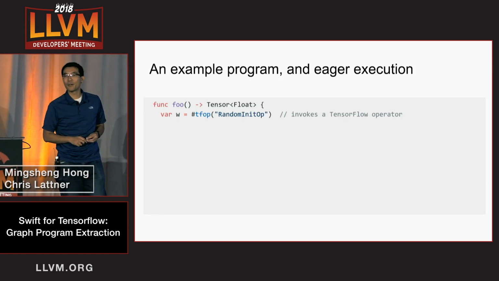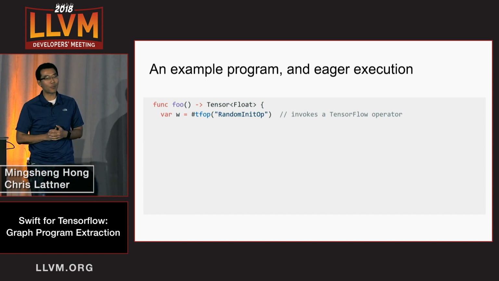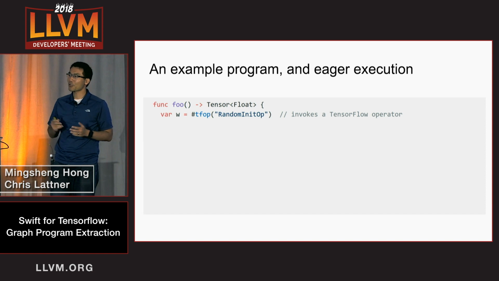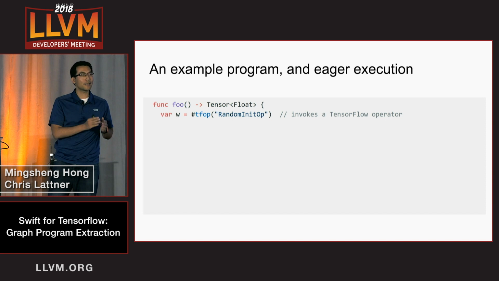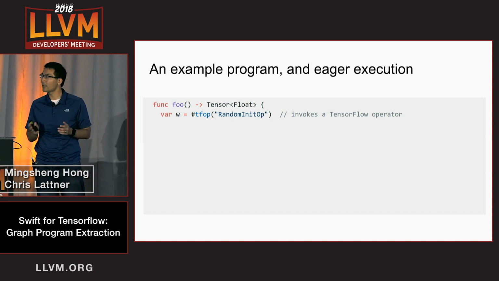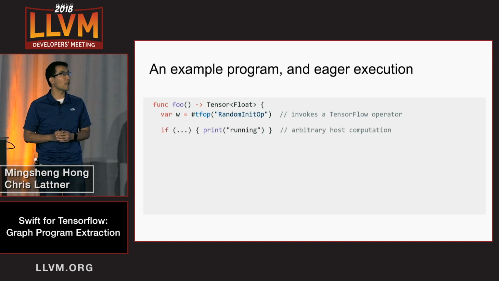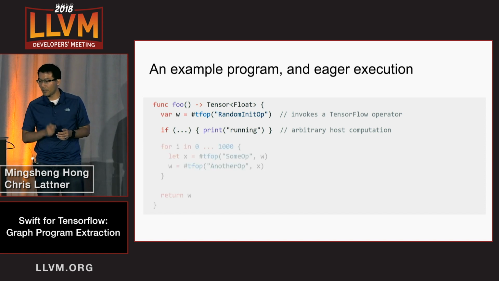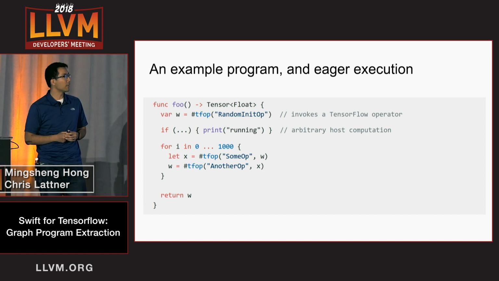Thank you, Chris. To introduce graph program extraction, let's take a look at an example program. Here, the user starts by writing some tensor computation. We designate the magic syntax tf_op to represent any operator you can run on TensorFlow. Of course, the user can write any host logic, like printing messages. The user can also write control flow, like a loop over more tensor computation. Now, given this program, how do we execute it?